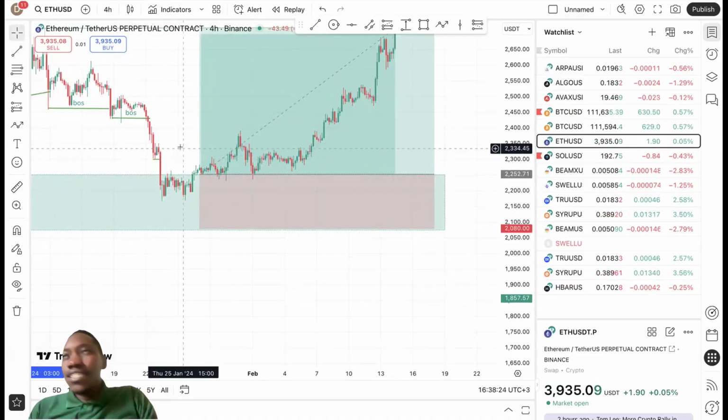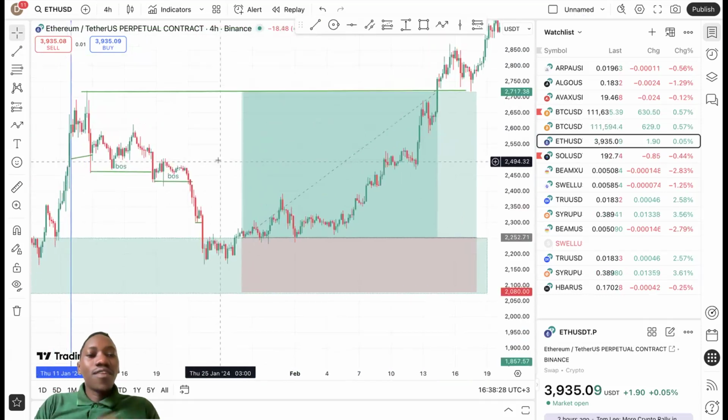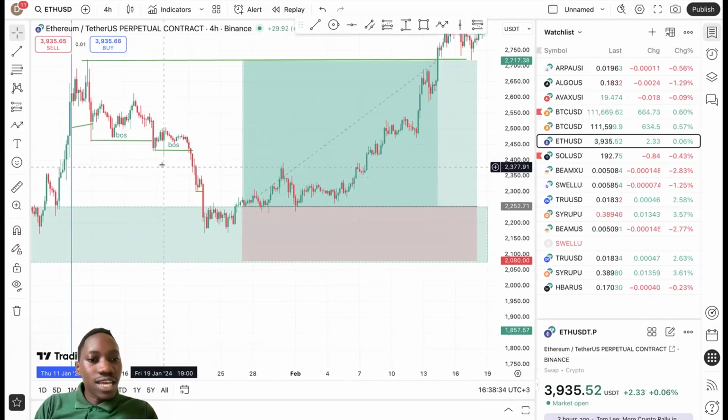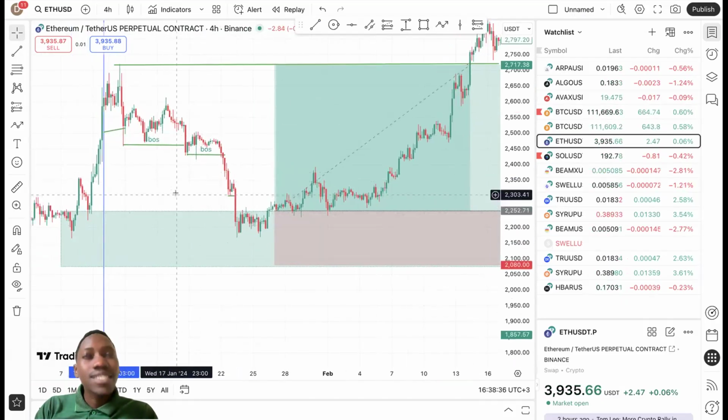Now, ladies and gentlemen, we all know from the high time frame that this market is bullish, and we are waiting for this market to react in our demand zone. We have drawn it, it's an area of interest. We know it. What do you do as a wise person? This is what you do.